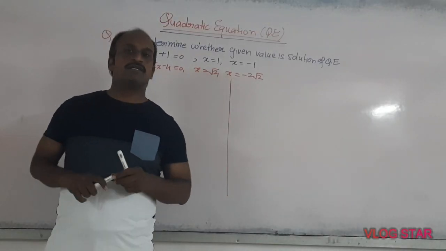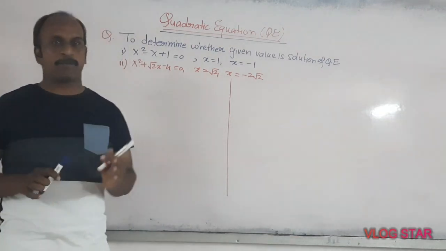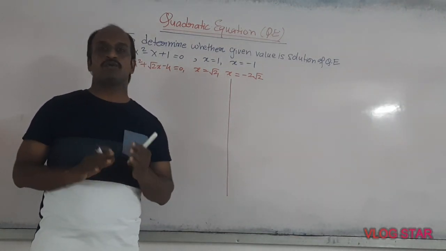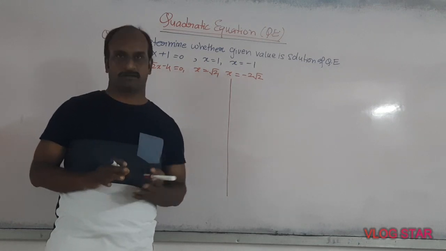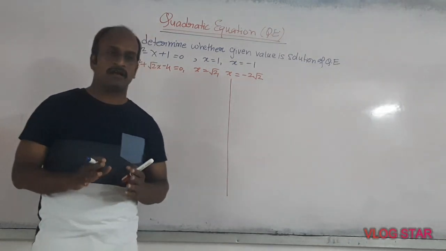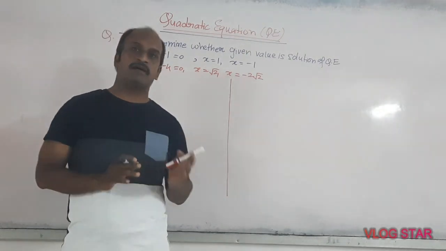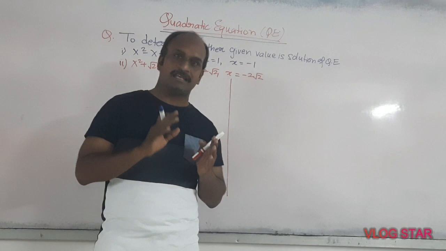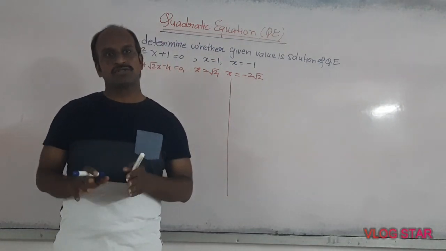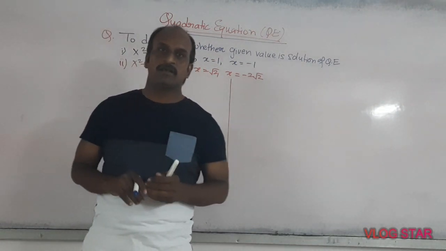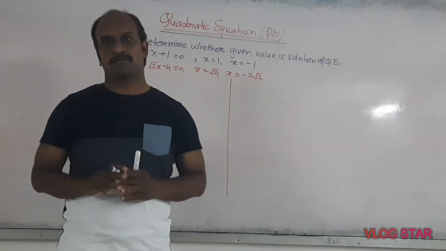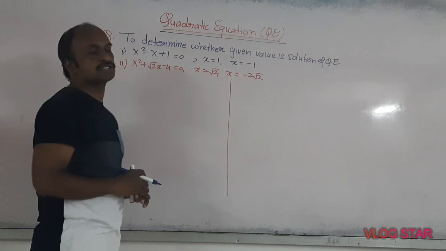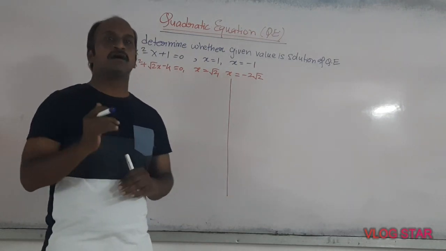Okay, so students, we are going to talk about the topic to determine whether the given value of x is the solution of a quadratic equation or not. We have two types of question here. One, the value will be given, and we have to find out whether it's a solution or not. And the second type of question is, it is given that it is a solution, and you have to find the value of k. Here we are going to discuss the first type of question, that is to determine whether the given value is a solution of the quadratic equation or not.